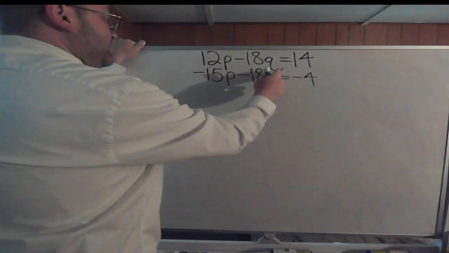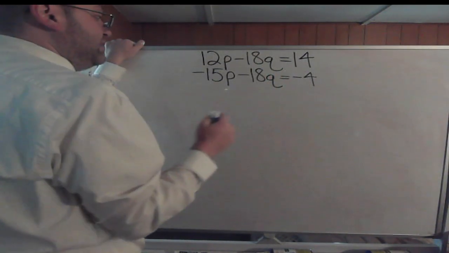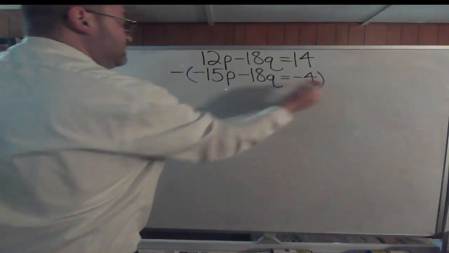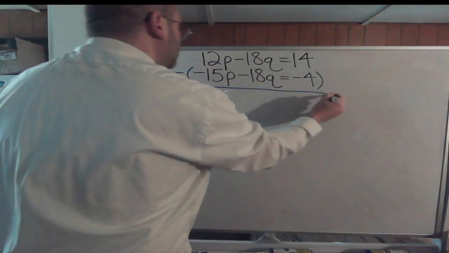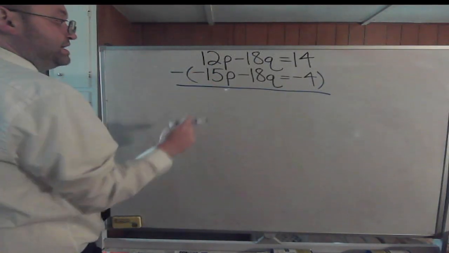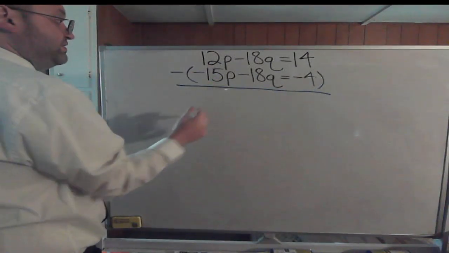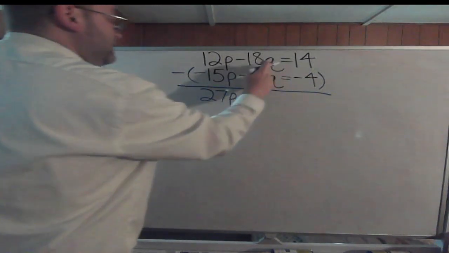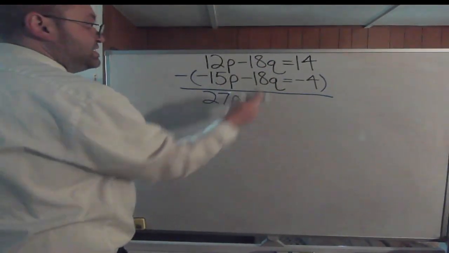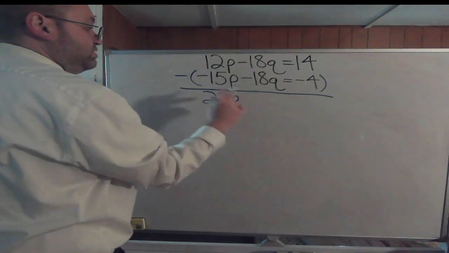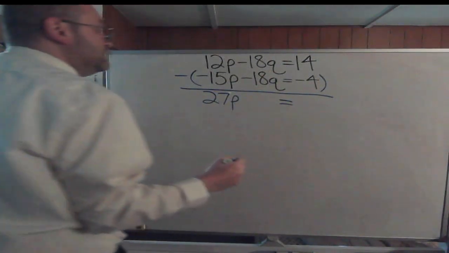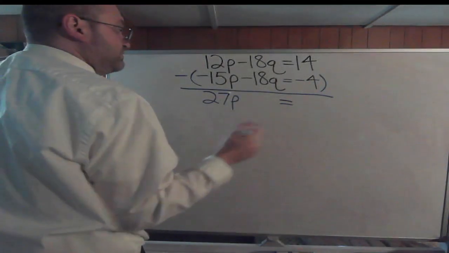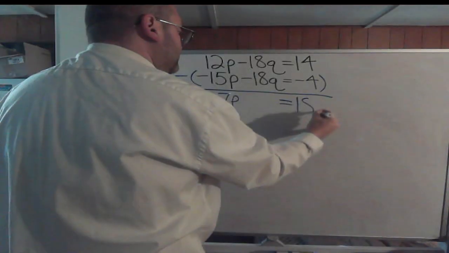If we look at the q variable, both coefficients are negative 18. So if we subtract the first equation from the second, we can eliminate the q variable temporarily. So 12p minus 15p turns into 12p plus 15p. That would give you 27p. The negative 18q minus negative 18q turns into negative 18q plus 18q, which is 0. So then you'll have 14 minus 4 turns into 14 plus 4. That would give you 18.